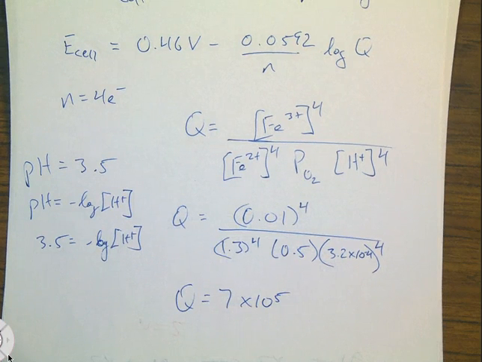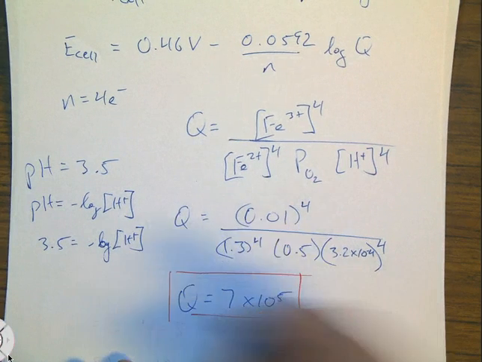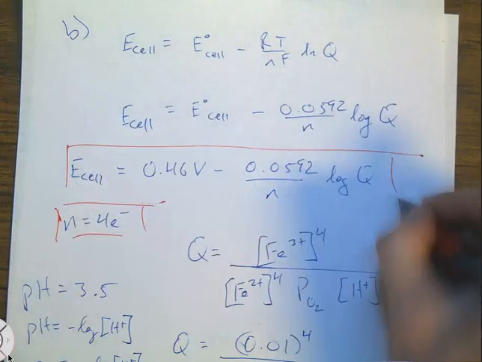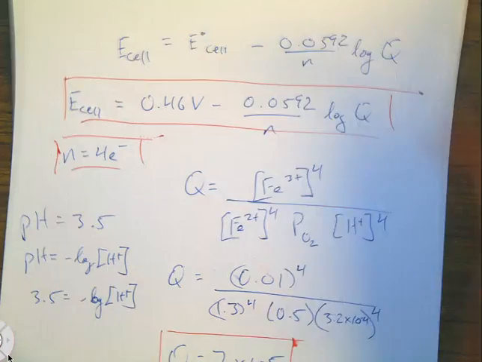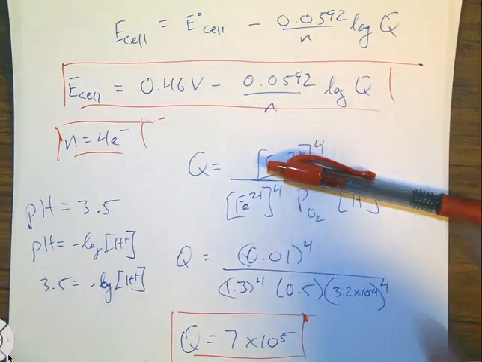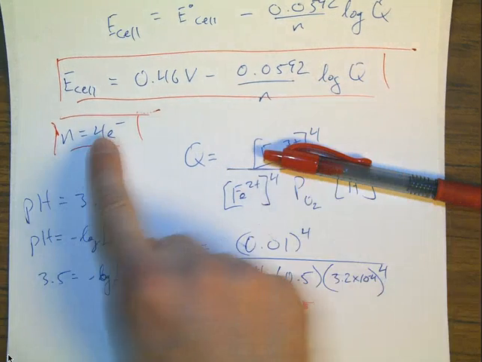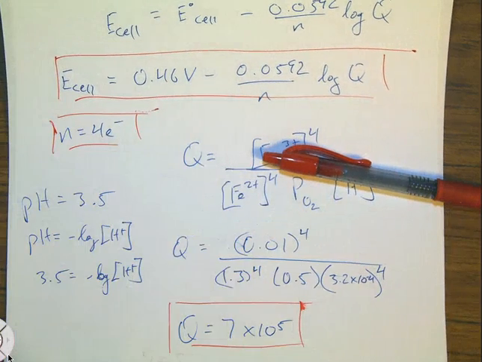So now I'm ready to solve my problem. I'm going to put a red box around the numbers we need. We need this one, we need this one, and then we need this equation. So what we're going to do is we're going to take Q, put it in there. We're going to take 4, put it in there, and solve for E cell. Do you guys have any questions about how to approach that problem? Anything at all? All right, I want to stop.